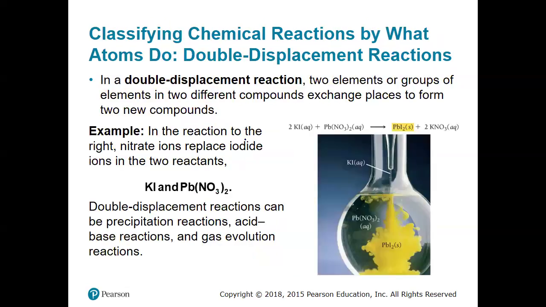Now, in the other type of displacement, what we see instead is we start with 2 solutions usually. And in the process of 2 solutions mixing, we end up getting some kind of insoluble product as a result.